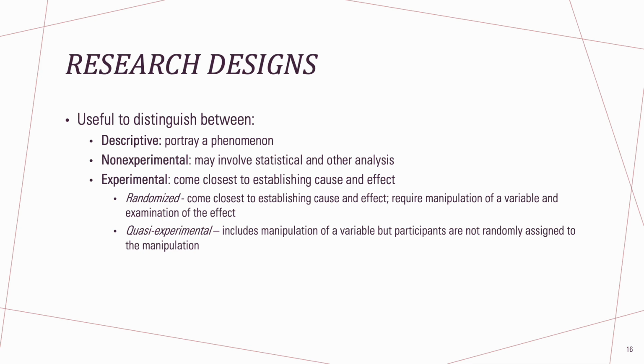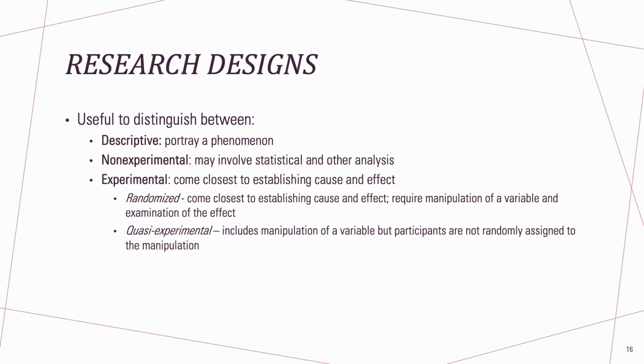Your book has a section on distinguishing between descriptive, non-experimental, and experimental research. Descriptive research aims to portray a phenomenon. Non-experimental research might involve some sort of statistical or other type of analysis. And experimental research comes the closest to establishing a cause and effect relationship, because there's some sort of manipulation involved, which is why it's experimental. And it also often contains statistical analyses in order to test whether there's that cause-effect relationship.